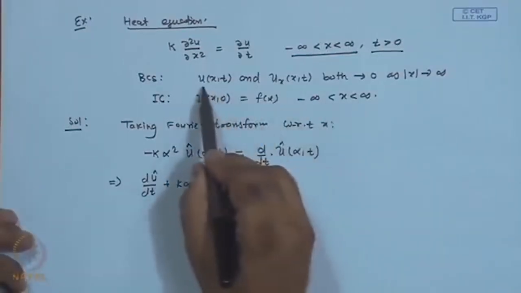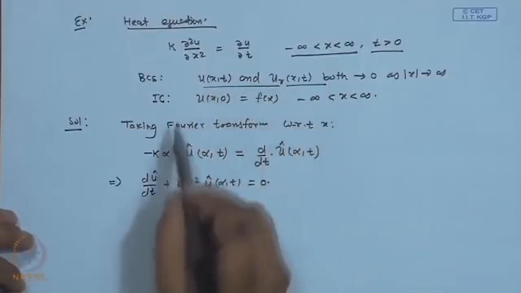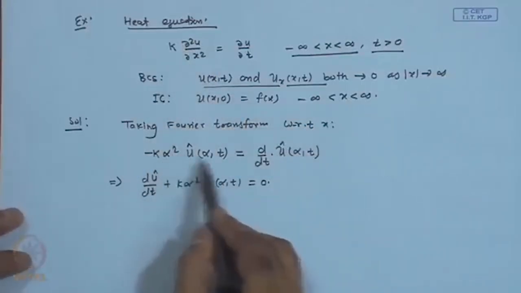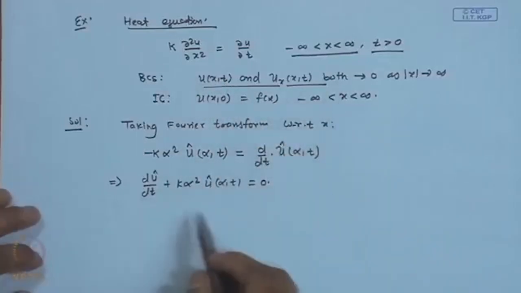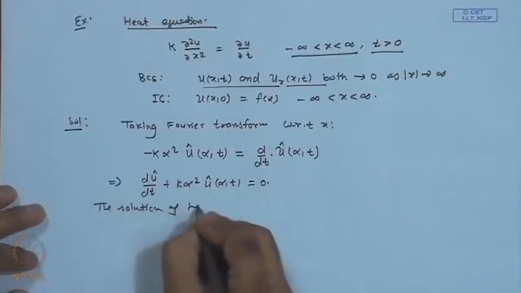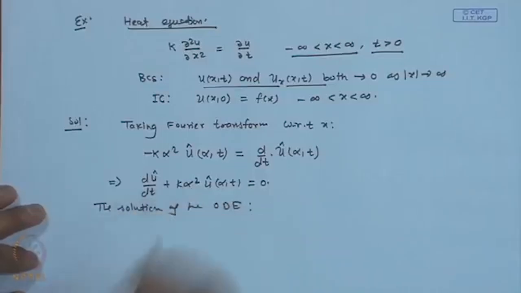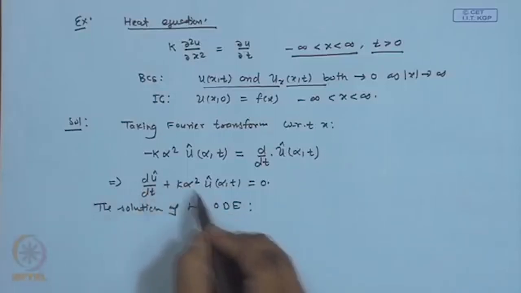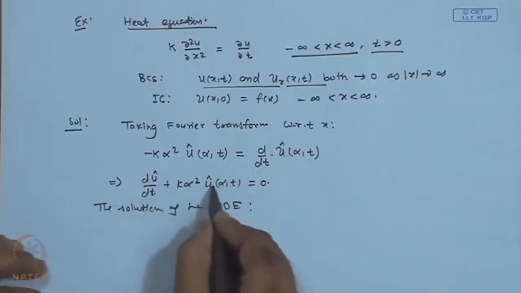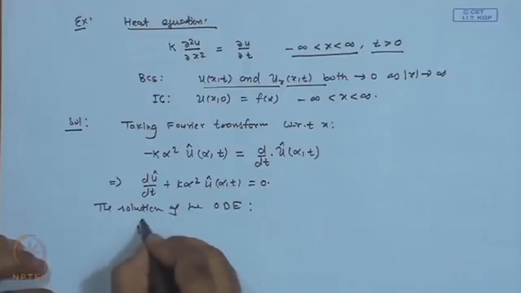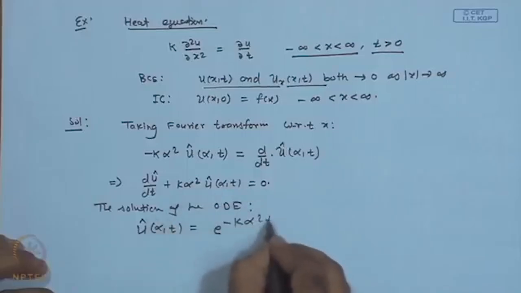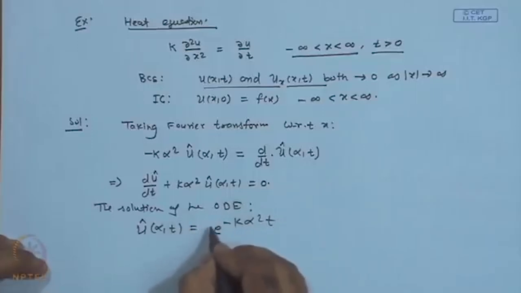Note that the boundary conditions for this problem have already been used here, because in the Fourier transform of the double derivative, minus alpha square u hat, we have used these two boundary conditions. So, the solution of this ODE: we can separate the variables and get ln u hat, so it is clear that the solution is e to the minus k alpha square t, times some constant of integration.